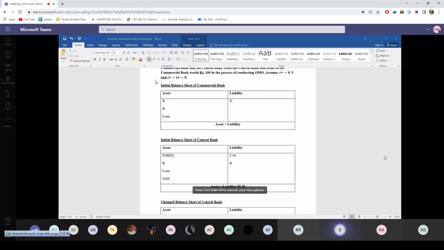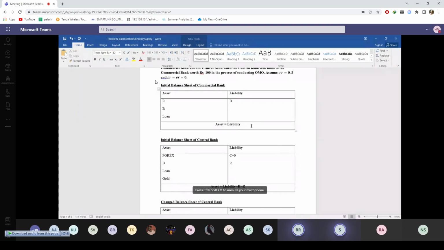Rahul Singh. Rahul, can you please tell me what is going to be the changed balance sheet of the commercial bank? Yes sir. First, in the commercial bank R minus 100 will happen. Okay. R minus 100. That means reserves fall by 100 units.